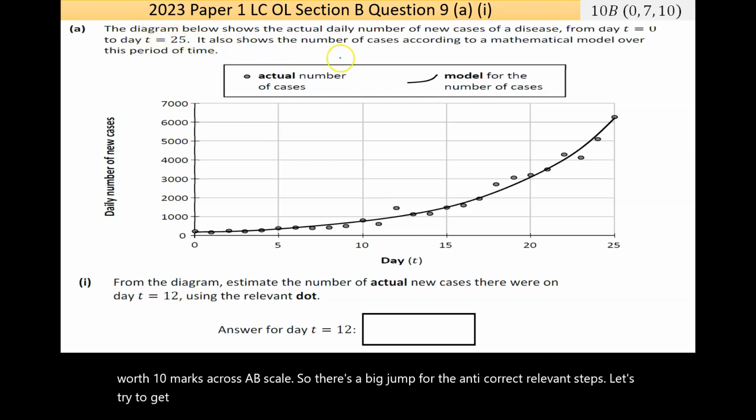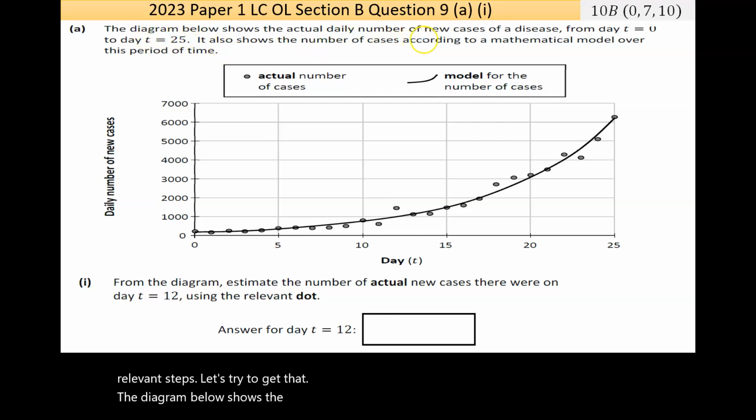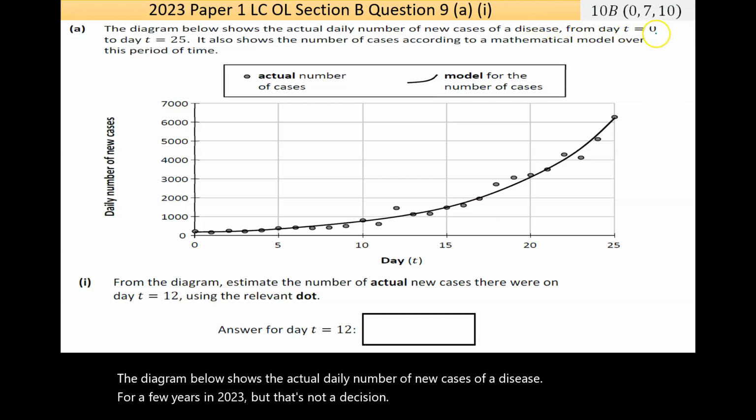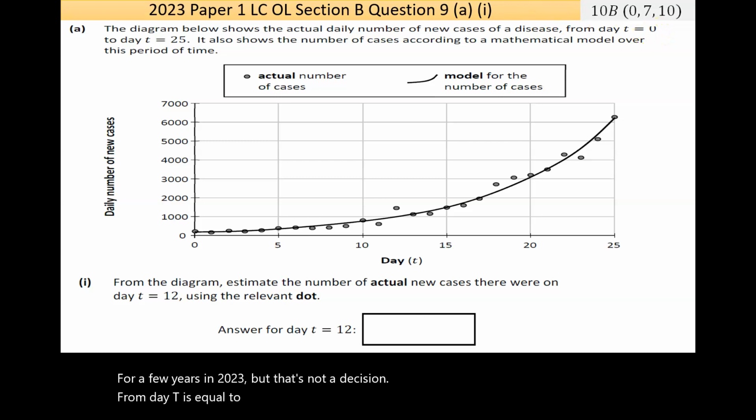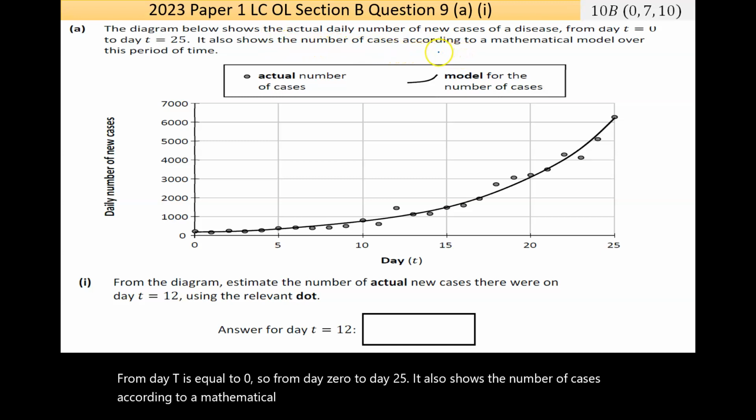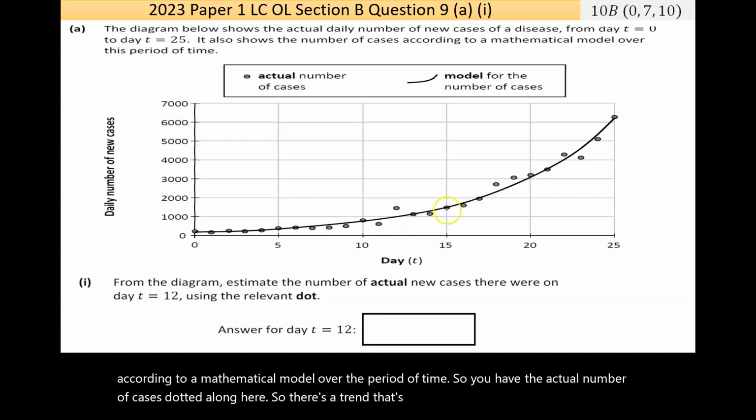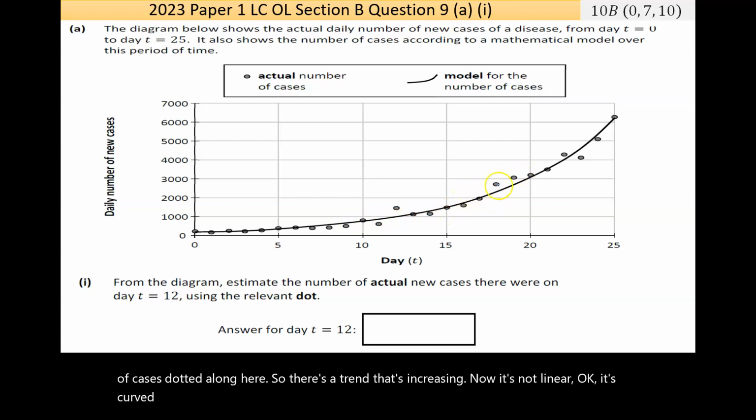The diagram below shows the actual daily number of new cases of a disease. I wouldn't have mentioned disease for a few years in 2023, but that's not my decision. From day t equals 0, so from day 0 to day 25. It also shows the number of cases according to a mathematical model over the period of time. So you have the actual number of cases dotted along here. So there's a trend that's increasing. Now it's not linear, okay? It's curved, so it could be maybe quadratic, could be starting exponential.